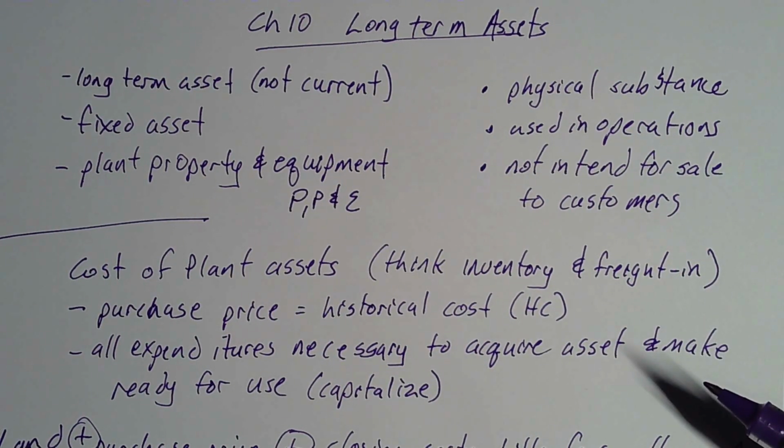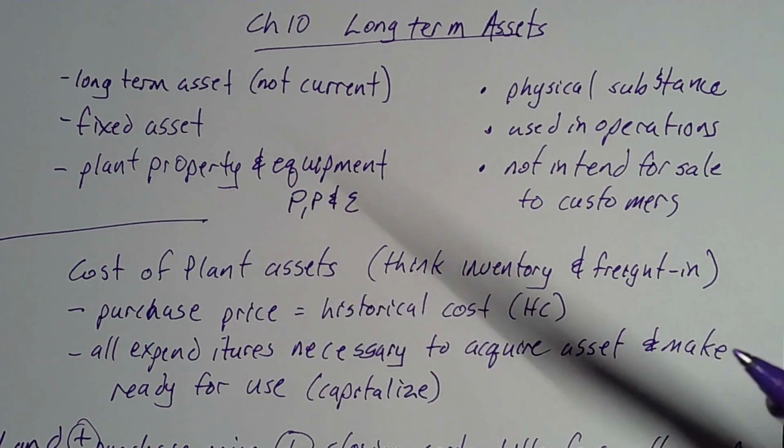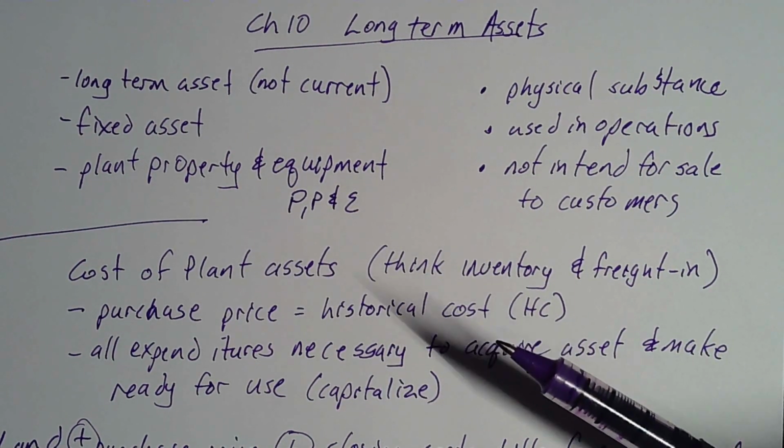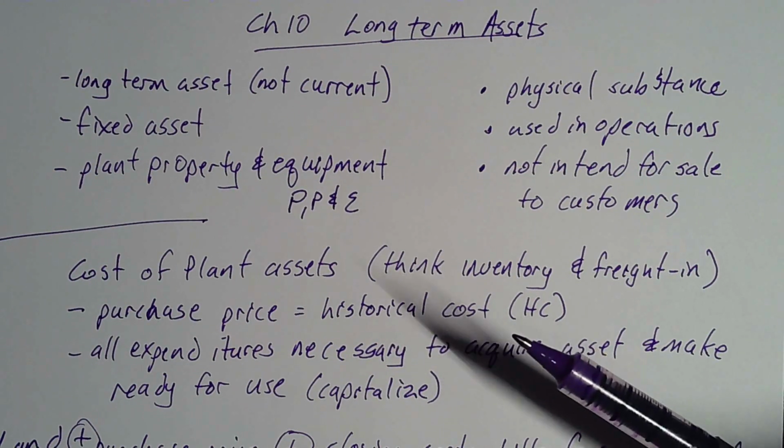So the two things we're going to cover in this particular video are, first, we're going to look at a couple of different types of assets: plant, property, and equipment. And we're going to look at what all is included when we buy one of these assets. What do we include in the cost?